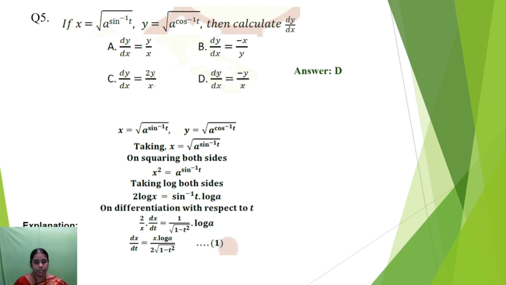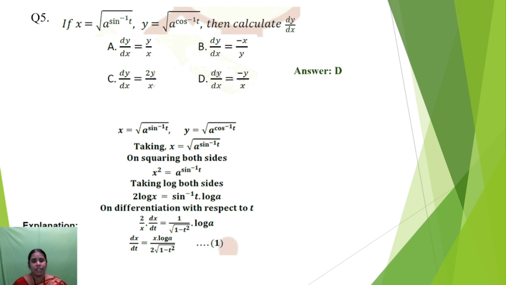Now we are going to differentiate. On differentiating this, we get 2 by x into dx by dt, is nothing but, on differentiating sin inverse of x, what should we get? 1 divided by root of 1 minus x square. Here x is nothing but t. So we use the formula for differentiation of sin inverse of t: 1 divided by root of 1 minus t square into log a, as it is log a. Here log a is taken as a constant. So keeping dx by dt alone on the left side, we get an answer of x into log a by 2 into root of 1 minus t square.